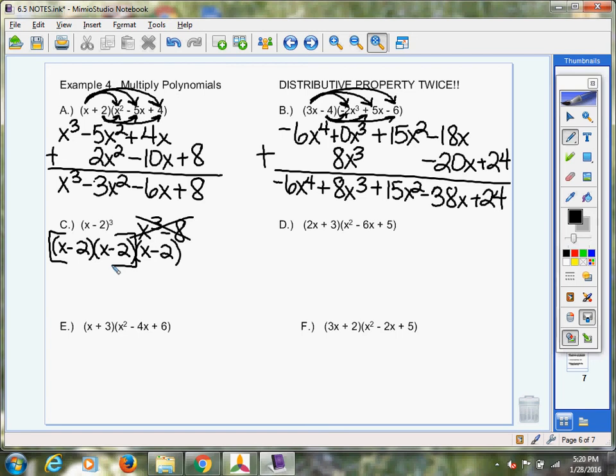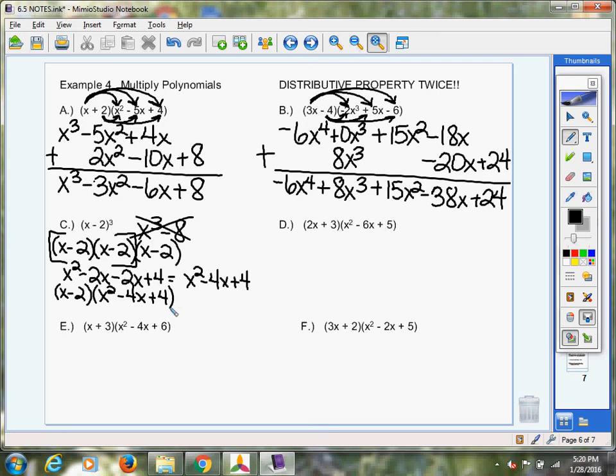So we're going to do x times x, there's first, that's x squared, outer, which is negative 2x, inner, which is also negative 2x, and last, which is positive 4. If we clean all of this up, you'll get x squared minus 4x plus 4. Okay? So that's from the very first 2 binomials that we multiply together. Now we're going to take that last x minus 2 and distribute it to the x squared minus 4x plus 4.